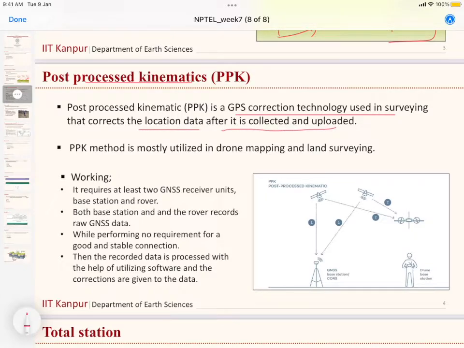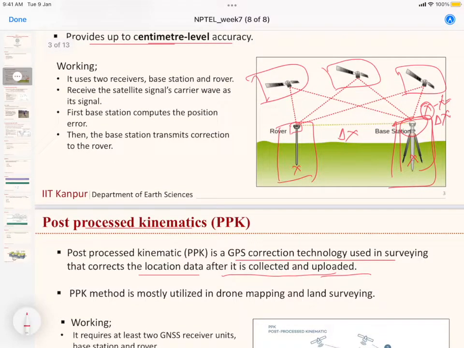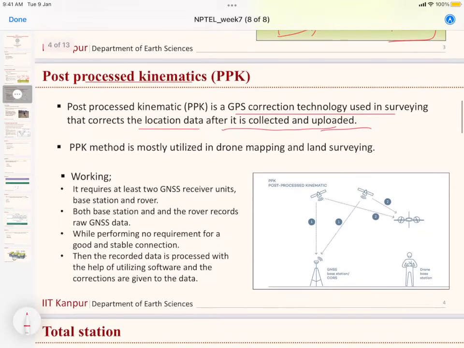So remember, whatever correction it is doing, it is post field. After you have collected all the data and uploaded it, then with the help of software, it applies the same correction that we were applying over here in real time, after the collection of the data.